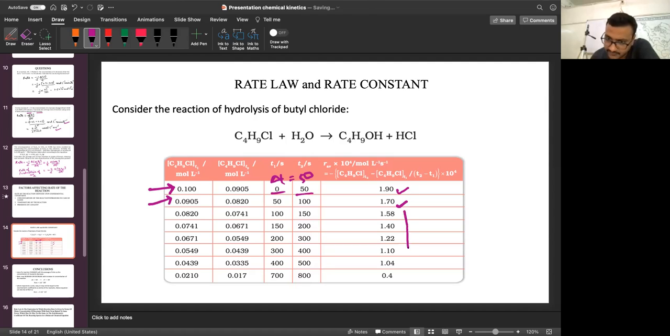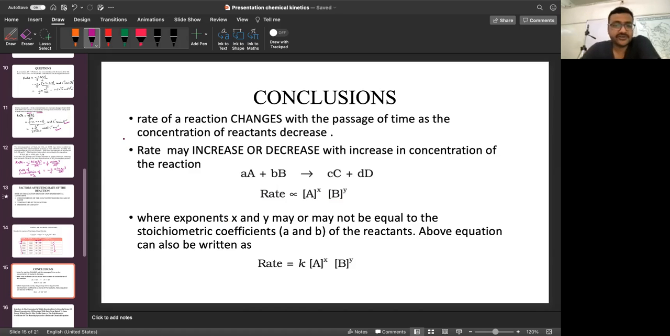And you can see that the rate of the reaction is successively decreasing as the concentration of the reactants is decreasing. So you can conclude that as the concentration alters, the rate of the reaction alters. That's what we discussed yesterday. That's what I have told you. Rate of the reaction is not a fundamental property of the reaction because it changes with time. As the concentration of the reactant changes, the rate of the reaction changes. So our conclusion will be that the rate of the reaction changes with the passage of time as the concentration of the reactants decreases.